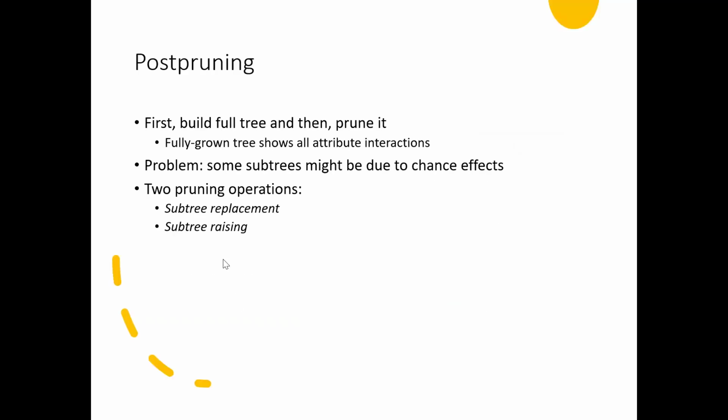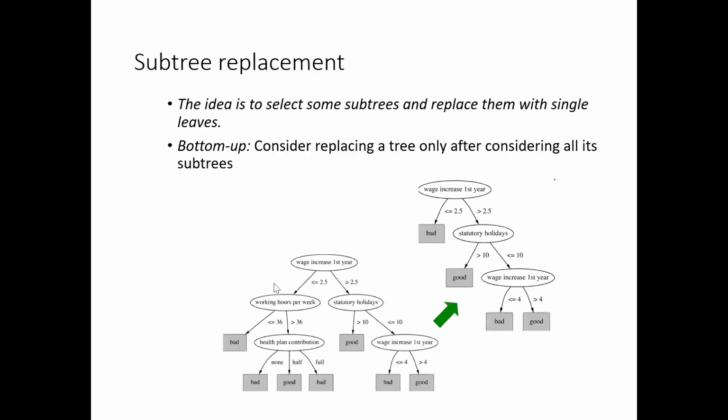In post-pruning, you build a tree and then you prune it. Sometimes there are some issues, where subtrees might be there due to chance effects. Two pruning strategies we usually talk about are subtree replacement and subtree raising. And the possible strategies are error estimation, significance testing, and the MDL principle. Okay, so let's look at how you may simplify this.